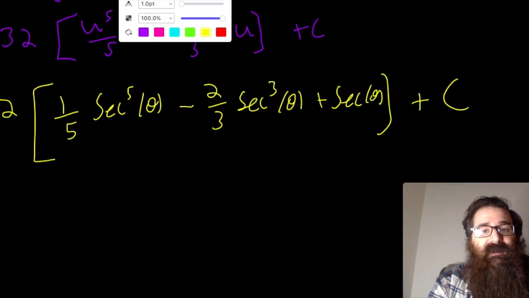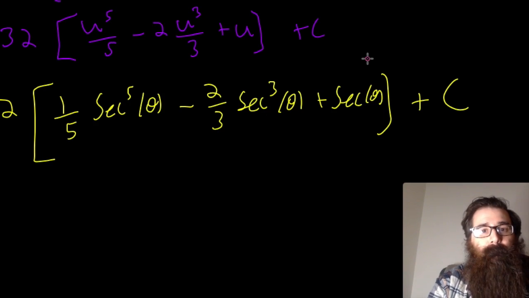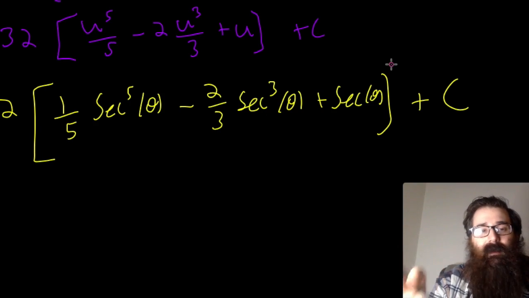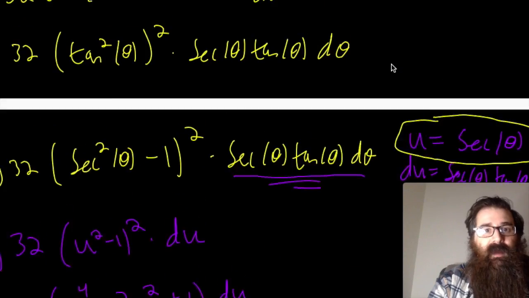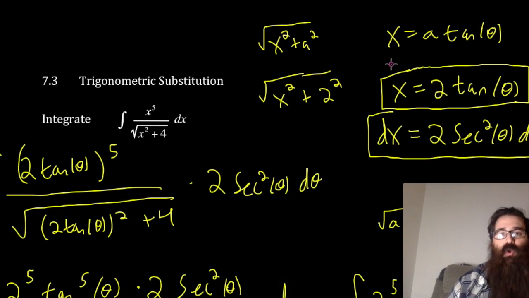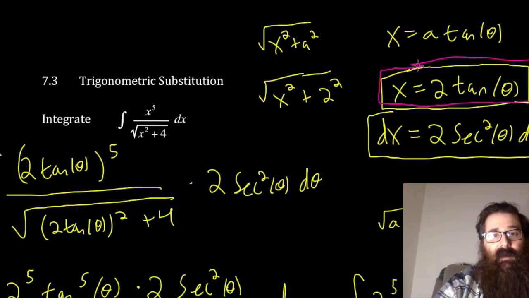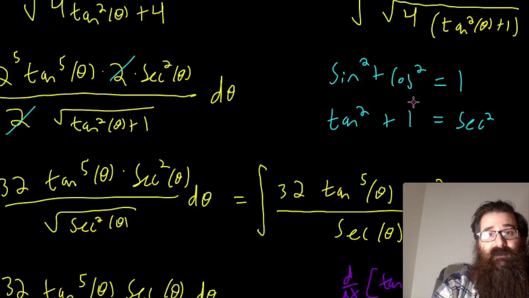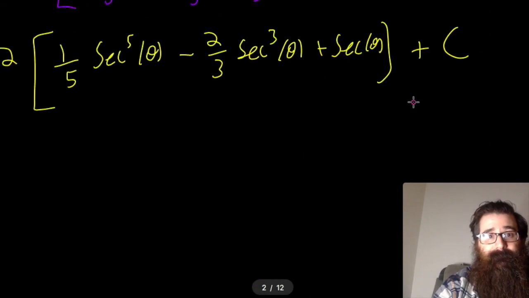We still have to get everything back in terms of the original variable. And that variable was x. I've got theta. I've got trig functions of theta. That's not what we want to leave for our answer. How do we do that? Got to get that right triangle. So I need to go all the way back to my original substitution, x equals 2 tangent theta. And I have to build a right triangle and work with right triangle trigonometry.